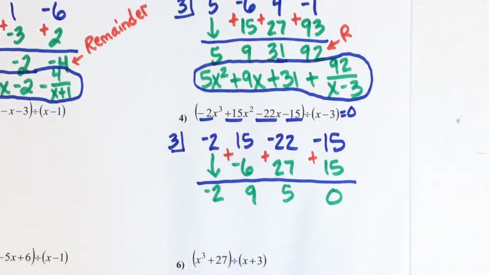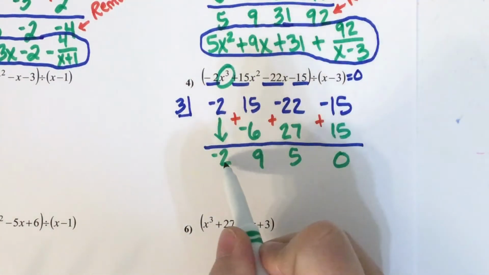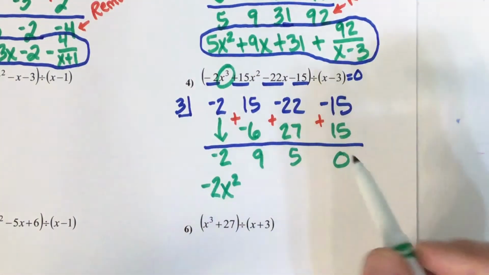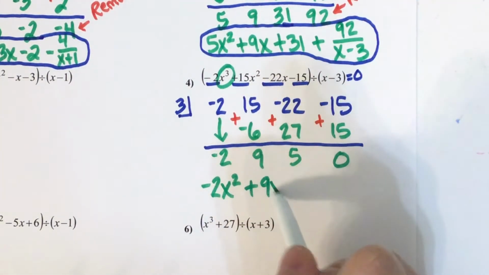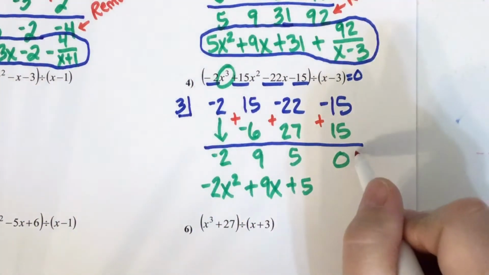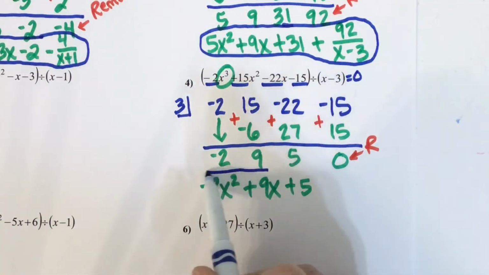Okay, so now let's just write our answer. It started off with x cubed, so this negative 2 is in front of an x squared, always one less. The 9 is then in front of the x, the 5 is then the constant. This last number is always the remainder, and if your remainder is 0, you don't have to write it at all.